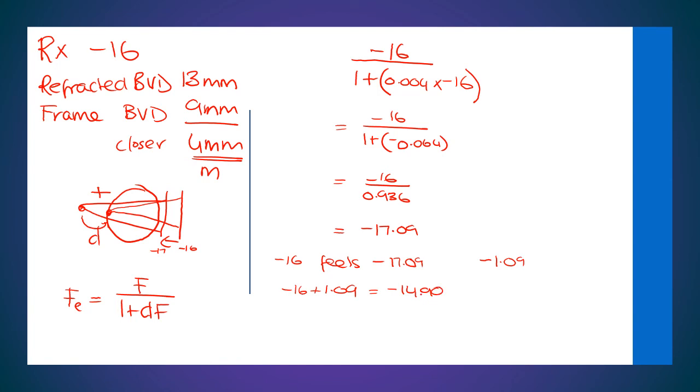Okay, so when we have a minus 16 lens and we move 4 millimeters closer to the eye, the lens feels like a minus 17, so I'm going to give a minus 15 instead. So the closest prescription that we're going to round to is a minus 15, but if you wanted the exact numbers, it's going to be a minus 14.90 or 14.905, I think it worked out to be.